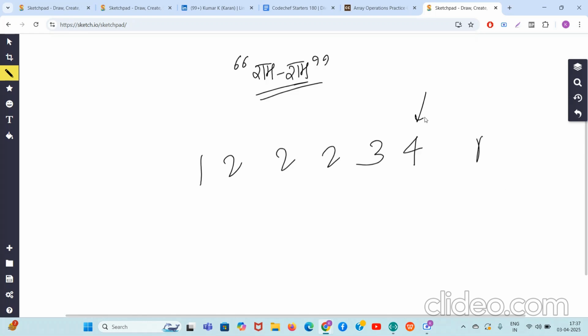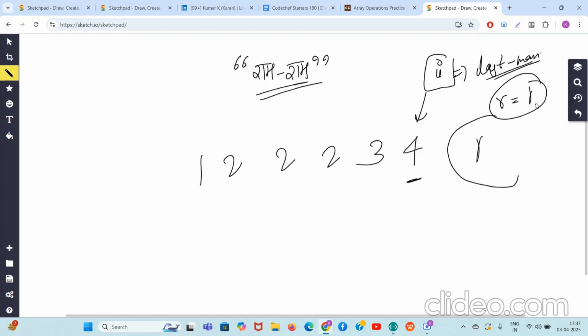So let's say this is the index I. You want it to be the last man standing. This guy should not die. So what will you do? How many elements are on the right hand side? On the right hand side, there is only one guy. So no operation can be done directly here. No extra operation can be done.